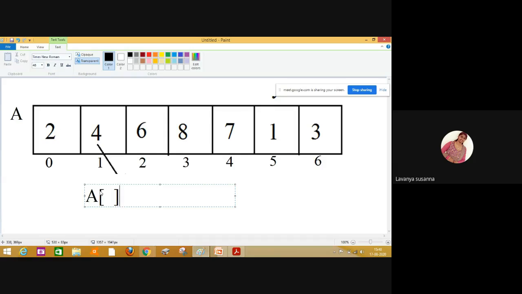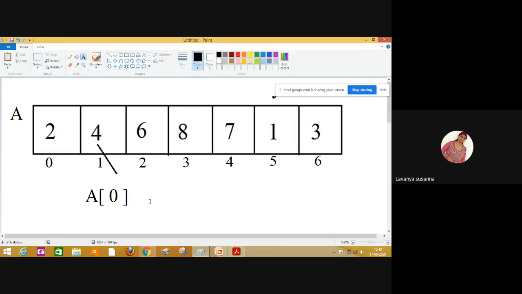Next, inside this subscript operator, I want to access element 2, right? First see the index of this element. What is the index of this element? 0. So inside this subscript operator, place 0. A of 0 means you are accessing element 2.